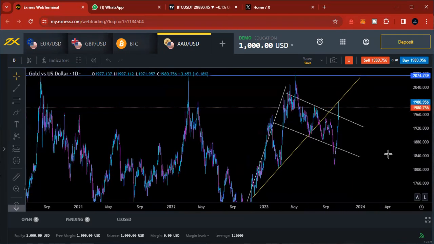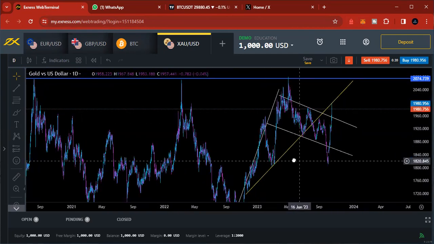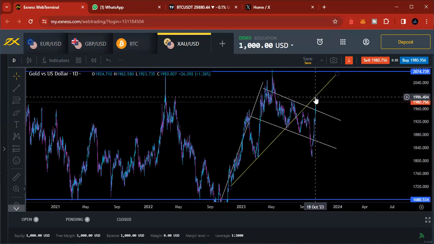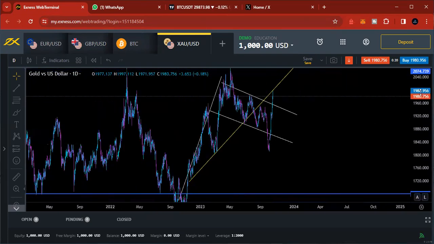So we are looking at two things here. We have to take note of the bull flag we saw here, and we also have to take note of the fact that gold has come to retest this very trend line. So we need to see what happens here.